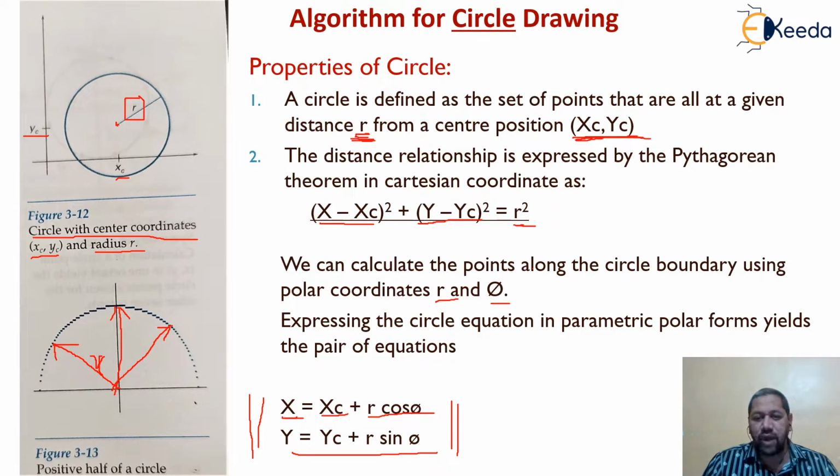Here xc and yc is the center of the circle, and we are using the equation x square plus y square minus r square, but with respect to the center of the circle. So we have (x minus xc) square plus (y minus yc) square is equal to r square. With that discussion, let us move to the next slide so that we can come to an important algorithm for circle drawing.